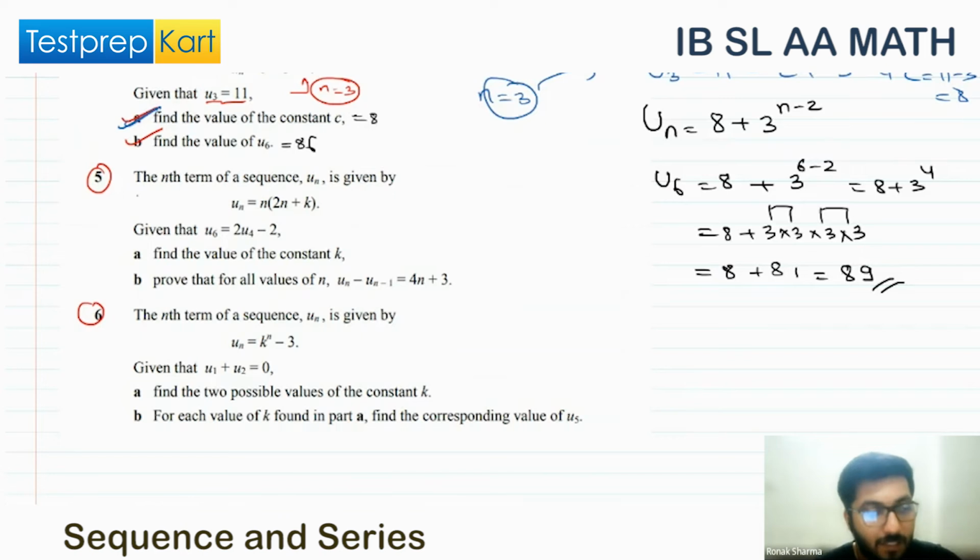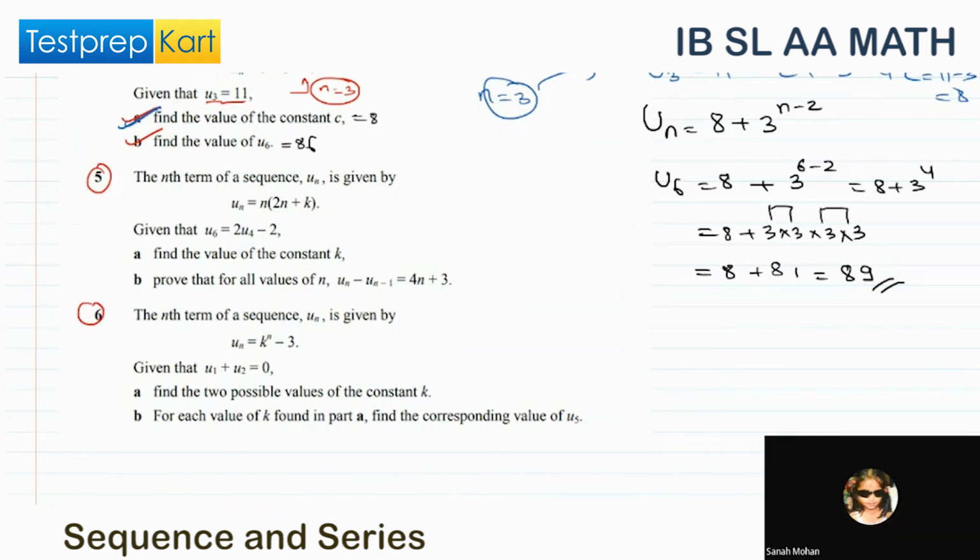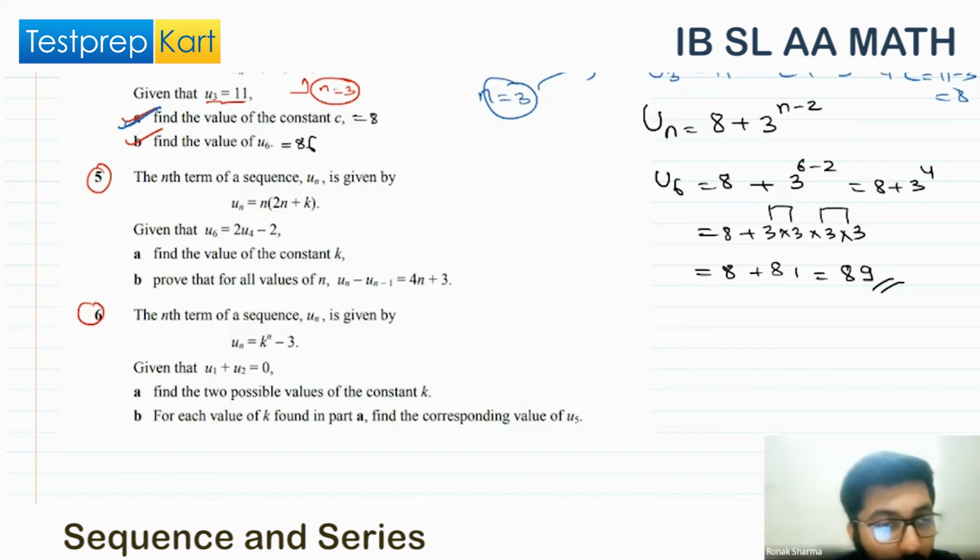Good. Go for 5 and 6 also then. You will do it. Come on. No, I'm not sure how to do 5. Let us discuss it then.